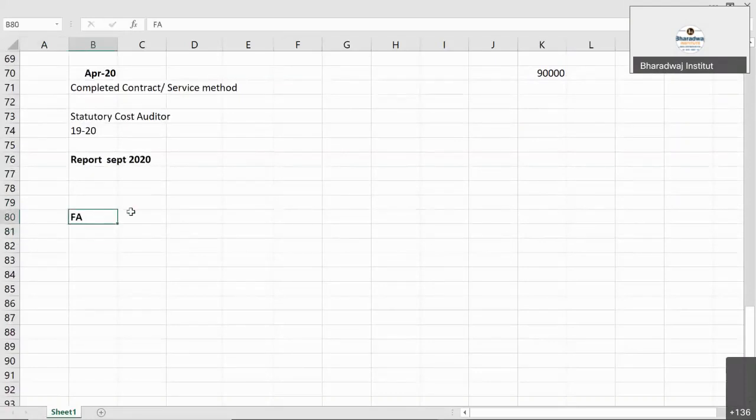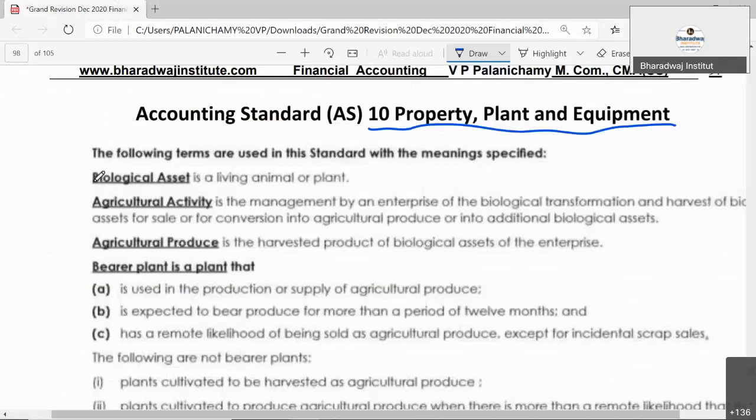What is the difference between old AS10 and this one? In old AS10, certain things were not covered. Biological asset was not covered. Sir, what is a biological asset? If you have a cow, a buffalo, or an elephant, that is called a biological asset. It can be a living animal or a plant. For example, a jackfruit tree or a mango tree is called a biological asset.